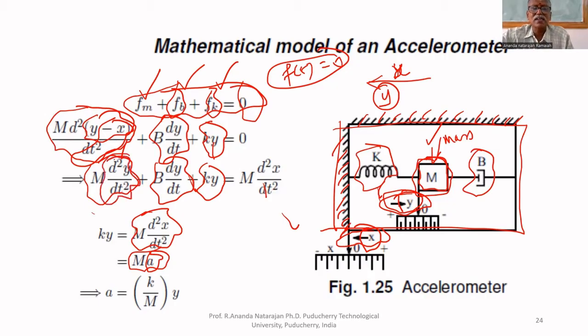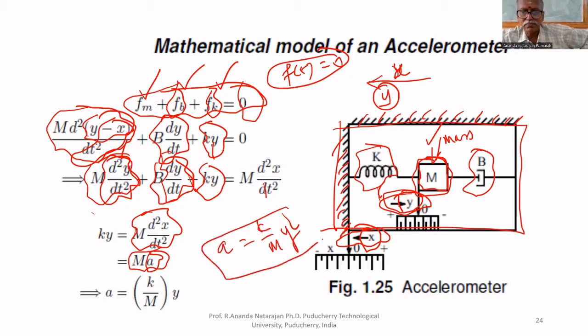For constant acceleration, the change in acceleration, the second derivative, is 0. The first derivative of acceleration is constant, 0. In that case, we can assume that d square y by dt square and dy by dt are 0. If you assume like that, only ky is there. Therefore, ma equal to ky, or a equal to k by m multiplied by y. Therefore, constant acceleration is equal to k by m multiplied by y. If you know y, you can find the acceleration.